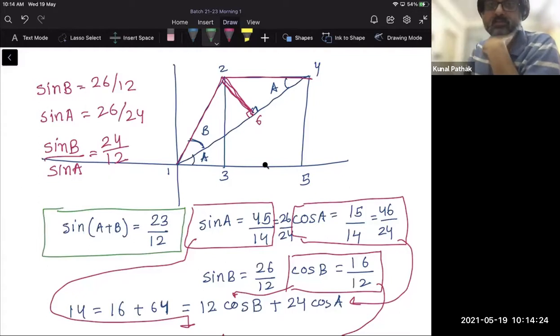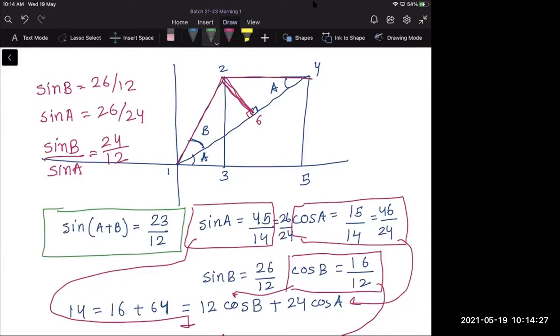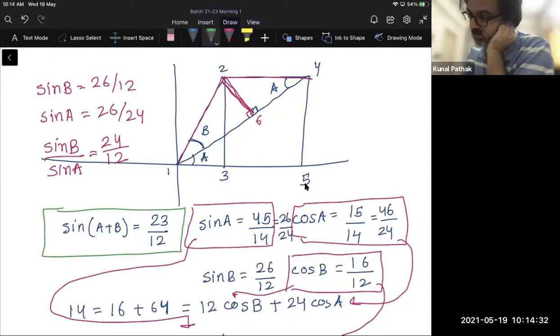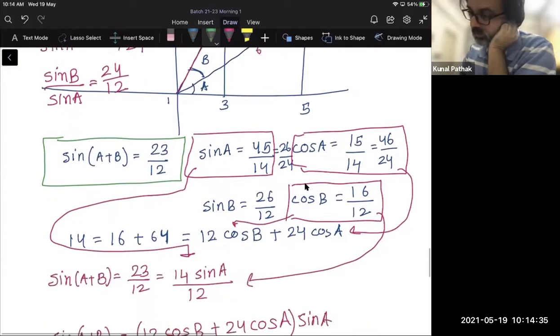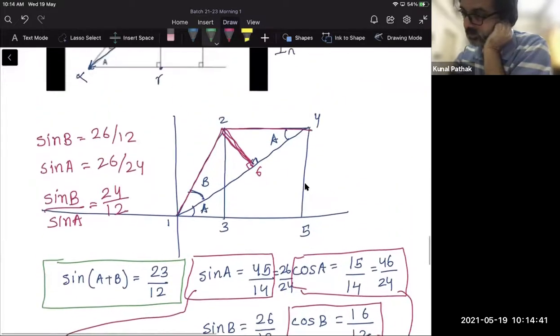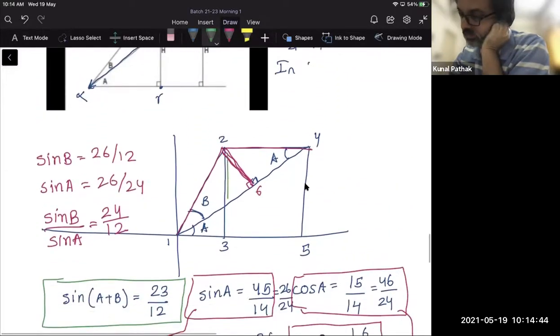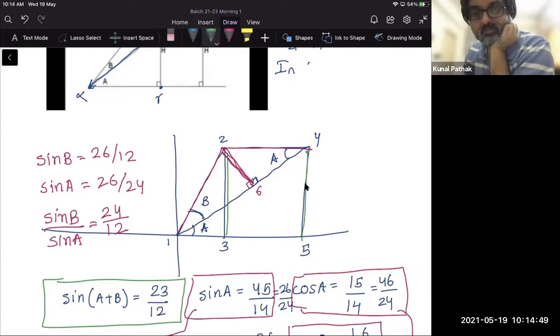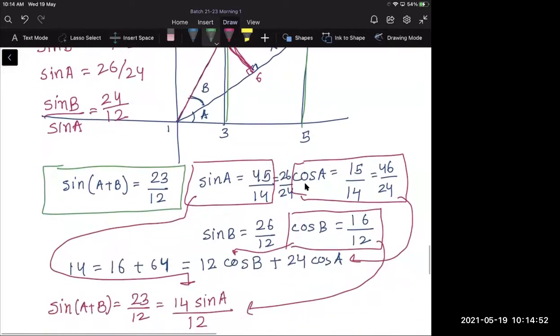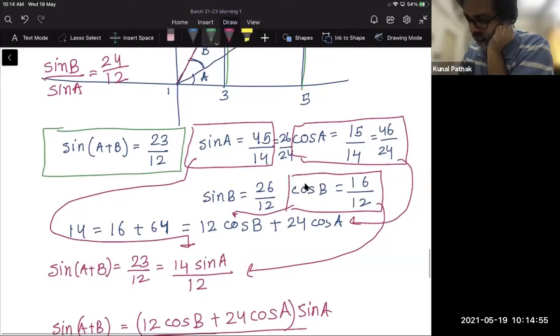Everybody agrees with this, right? Yes, sir. Then what I did was that I said that look, 2/3 is equal to 4/5 because ye height dono barabar hai, right? 2/3 is equal to 4/5. Everybody agrees with this step? Yes, sir. So I said that if 2/3 equal to 4/5, then I can write 2/3 as 4/5 and 4/5 is equal to 1/4 sine A. Is that okay with everyone?